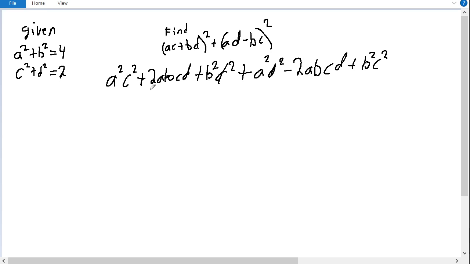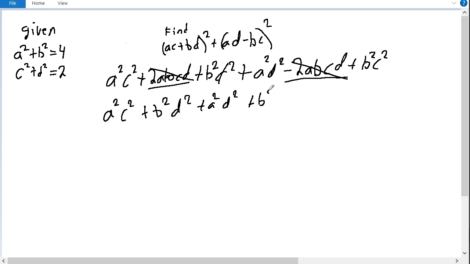And now if you notice, and you might see where I'm going with this, these middle terms will cancel out because we have a positive and a negative. So what are we left with? We're left with a squared c squared plus b squared d squared plus a squared d squared plus b squared c squared, excuse me. And now, if you notice, these are looking pretty good, right? These look like they might be a way of rewriting what we're originally given. And in fact, they are, right?